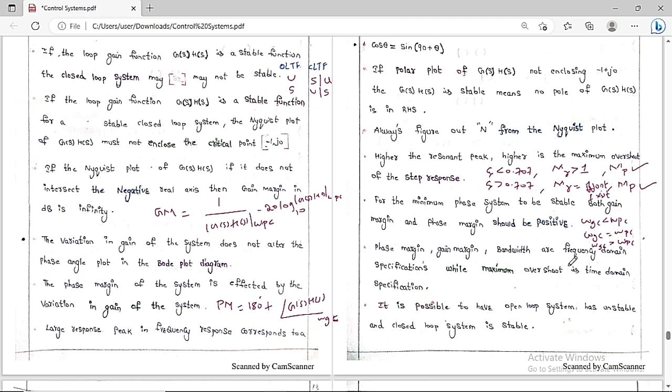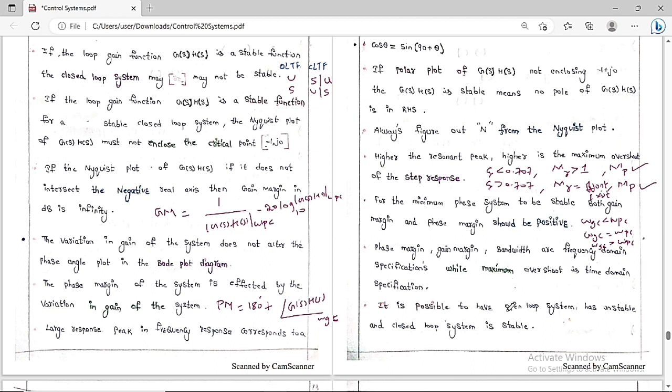So this one you always have to keep in your mind. Phase margin, gain margin, and bandwidth are the frequency domain specifications, whereas the maximum overshoot is the time domain specification. So this one you always have to keep in your mind.